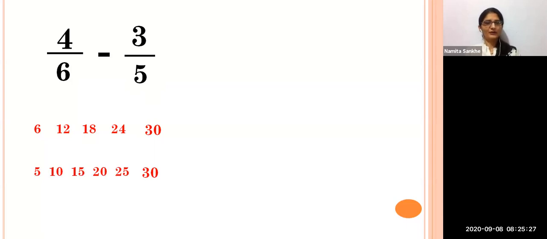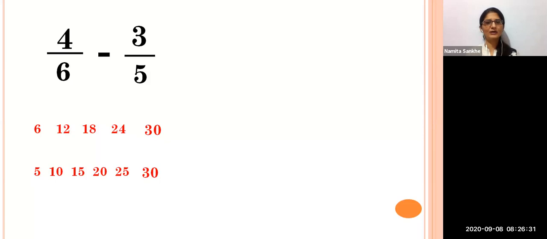Now mute your mic. Which is the common number you see in these two sets of multiples? One number is common. In the multiples of 6 and in the multiples of 5, one number is common. I want that number. Yes, Simi, tell me. Yes, 30. Very good.